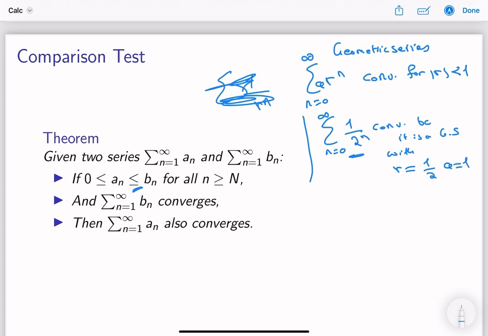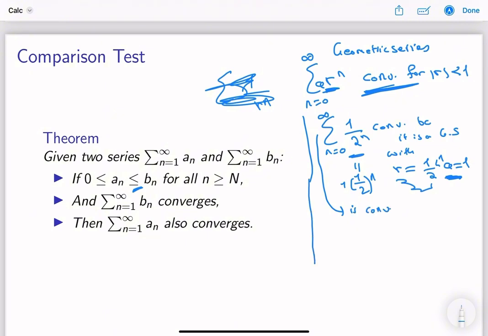Because remember, 1 over 2 to the n can be rewritten as 1 over 2, all of it to the n, and you have a 1 outside. So if you look at this form here, this is r equals half and a equals 1, right? So r equals half, it's less than 1. So since it's actually a positive number less than 1, then you know by the geometric series convergence that we proved last time that this is convergent. So we know that this is convergent, right?